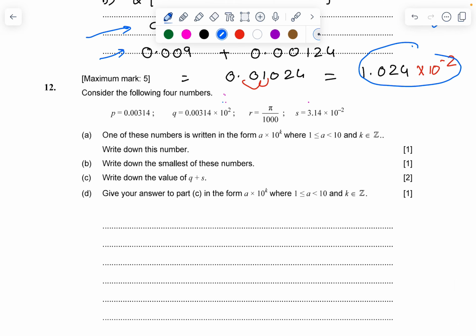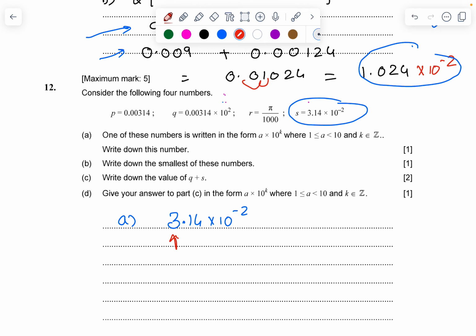Now question number 12. Consider the following 4 numbers. One of these numbers is written in the form of 8 times 10 to the power of 8. Write down that number. That number is S. Why? Because before the decimal there should be only one digit. That's why the answer is S. Write down the smallest of these 3 numbers.